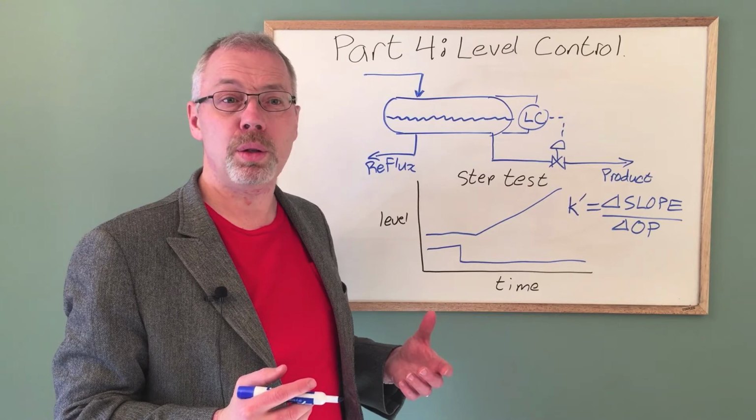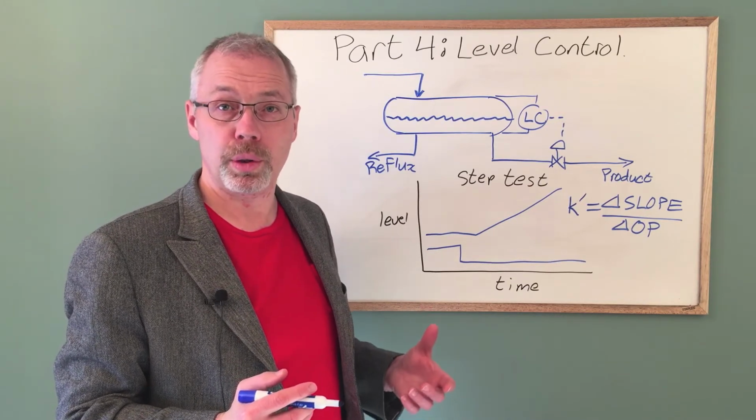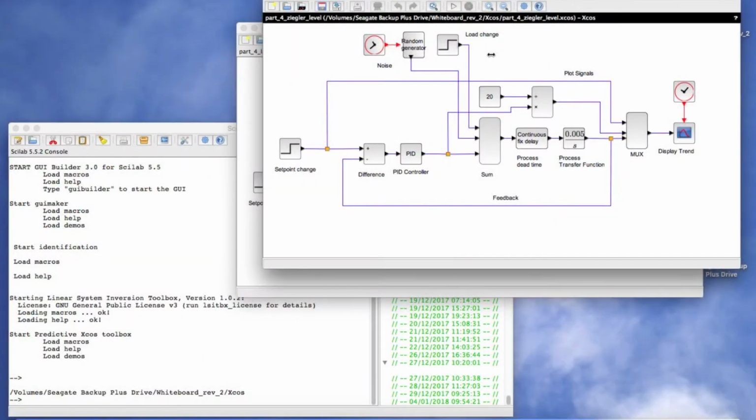Let's see how these two tuning methods manage a change in level set point and a load disturbance. First, I had to scale the PID output by a factor of 20 to get the output to fit on the same scale as the level. Let's run the modified Ziegler Nichols tuning.